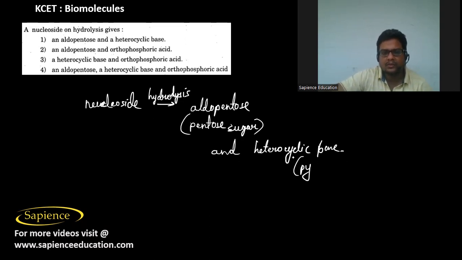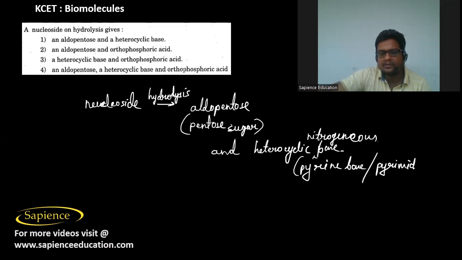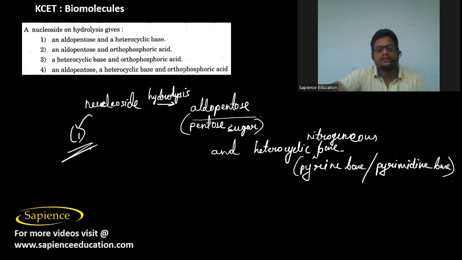We can also call it a heterocyclic nitrogenous base. It will give a nitrogenous base, which can be either a purine base or a pyrimidine base also. So it will give an aldopentose and a heterocyclic base. So option 1 is the correct answer.